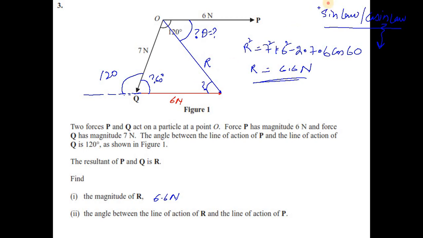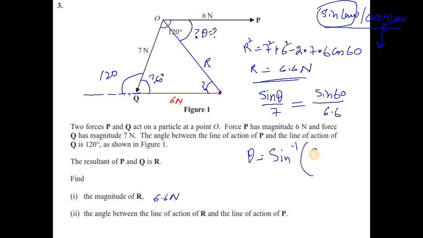In order to find this angle, we generally use the sine law. The sine law is: sine of the angle that we need to find, let's call it theta, sine of theta divided by the opposite side, 7 Newton, is equal to sine of 60, the other angle inside the triangle, divided by the opposite side, in this case r, and we have figured out r is 6.6 Newton. Now you have just one unknown in this equation, which is theta. So theta is equal to sine inverse of 7 times sine 60 divided by 6.6, and theta would be equal to 67.5 degrees.